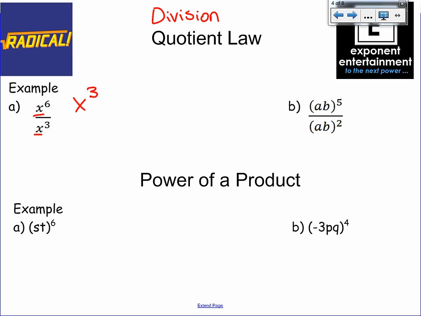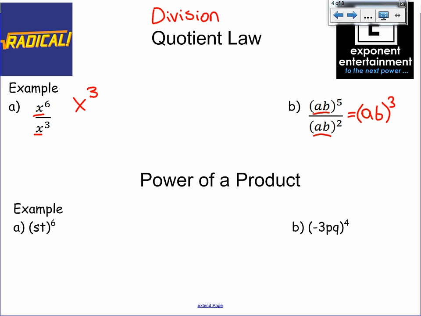For B, we have the same base. They're both AB, which means you can subtract the exponents. 5 minus 2 is 3. Here the brackets are important because we want both the A and the B to be part of the base. So it's AB to the power of 3, because 5 minus 2 is equal to 3.